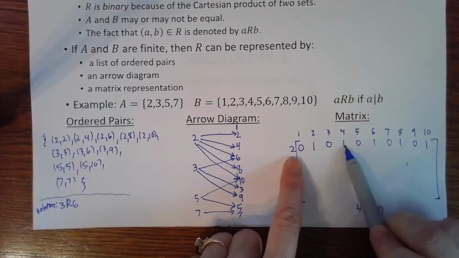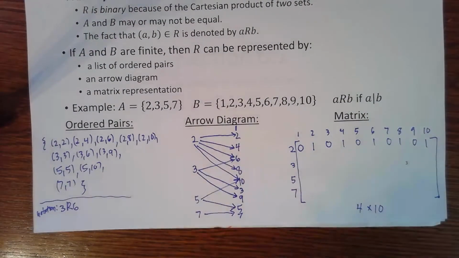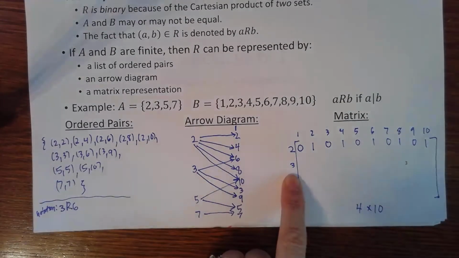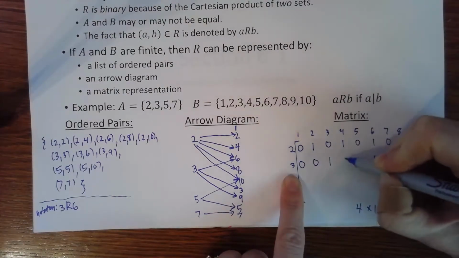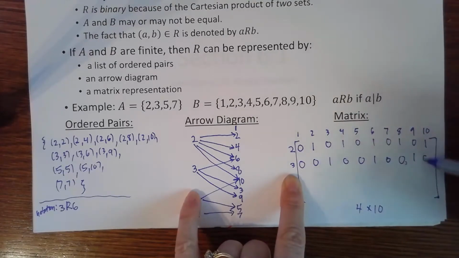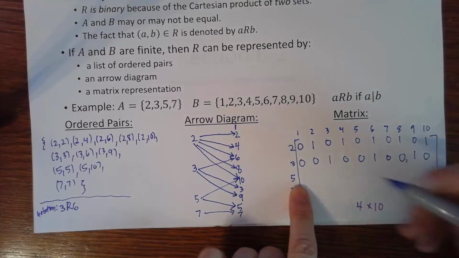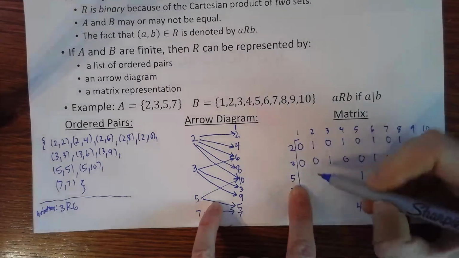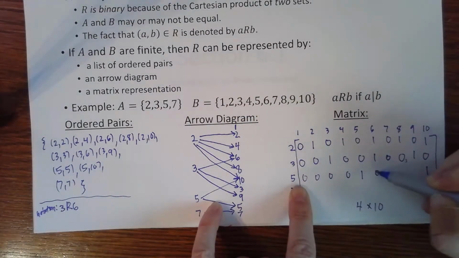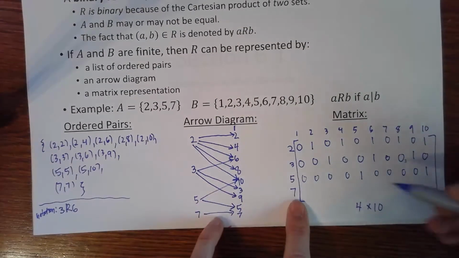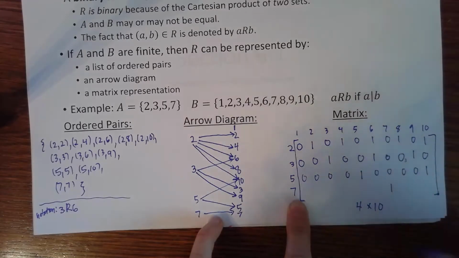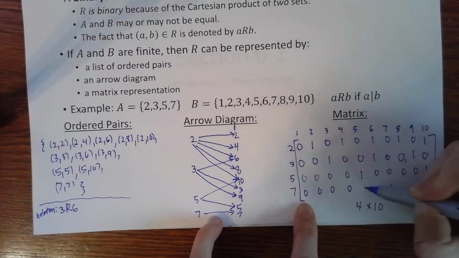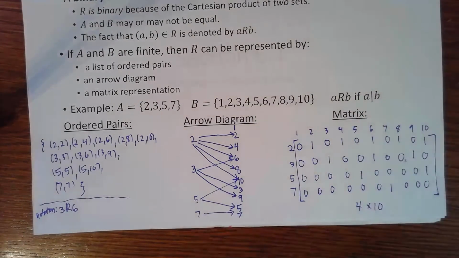2 is only related to the even numbers, right? And then if you think about 3, well, 3 is only related to multiples of 3, which are itself, and 6, and 9, so everything else will be 0. And then 5 is only related to itself and 10. Nothing else, so everything else will be 0. And then 7 is only related to itself. That's the only thing it divides. Of course it divides 14 and 21, but we aren't considering those. So that would be the matrix representation of the relation.